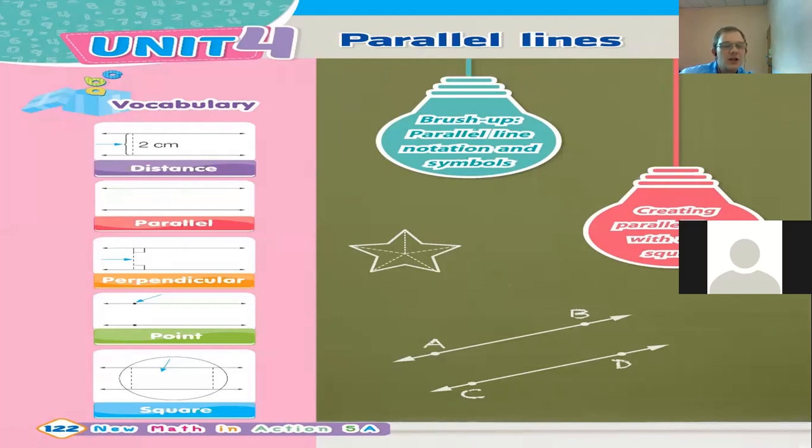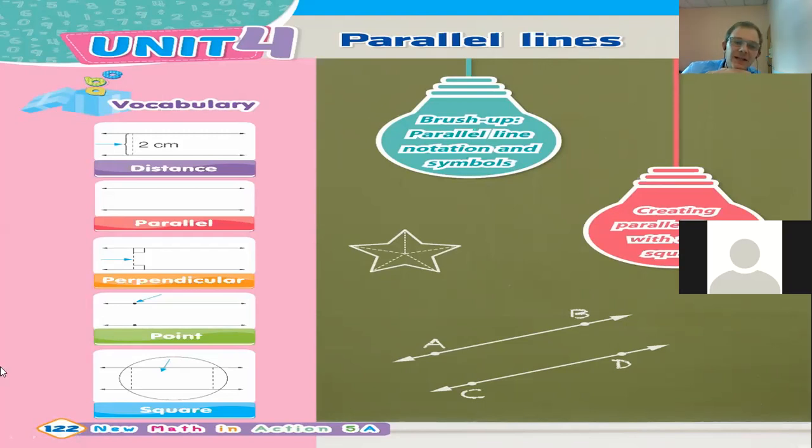The next one is parallel. Now, parallel means two lines that never meet. So if you take this ruler and it is straight, and you draw a line on top and draw a line at the bottom, and you draw these lines as far as you can, these two lines will never meet. They will never cross each other. They will always stay the same distance apart.